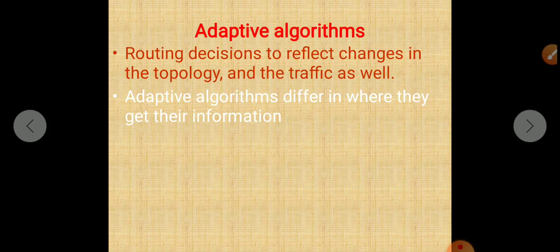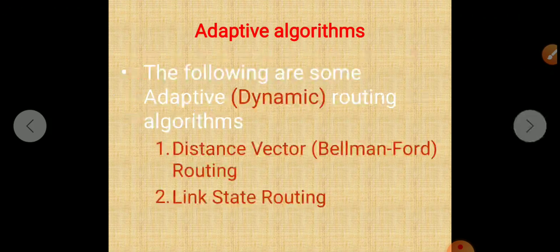Adaptive routing algorithms differ in where they get their information. Every time it can change from time to time. This is the main pattern in adaptive routing algorithms. In adaptive routing algorithms, the first one is the distance vector routing algorithm, and another one is the link state routing algorithm. The distance vector routing algorithm we also call the Bellman-Ford algorithm. So what is this Bellman-Ford algorithm? We'll see now.